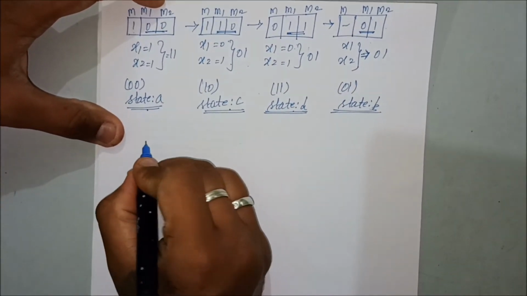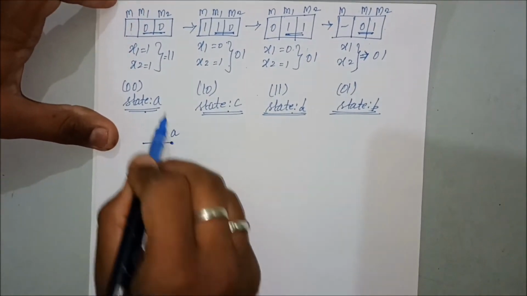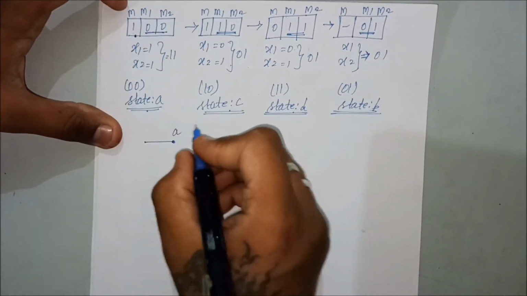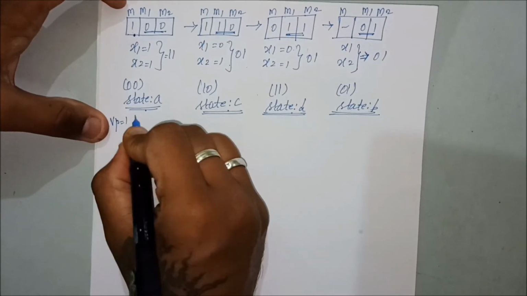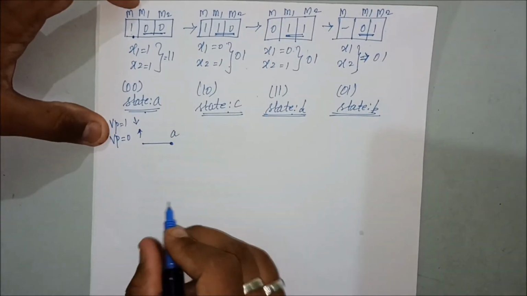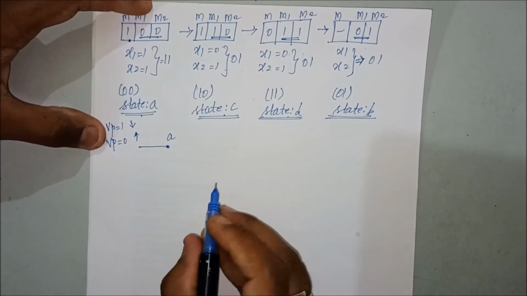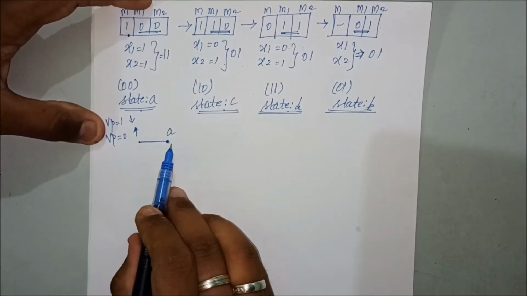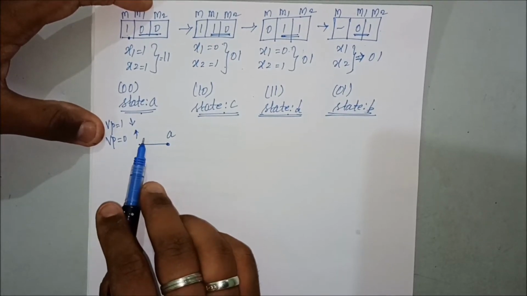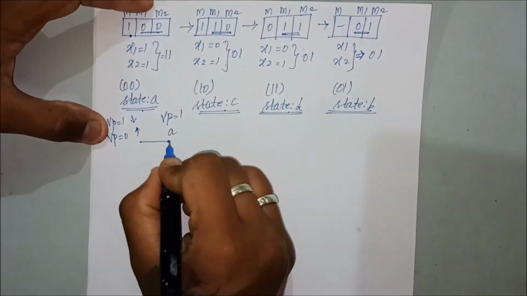Let me draw the horizontal line. So this is A. Now check for the input. What is the input value? Input is 1. If Vp equals 1, it is a down step. If Vp equals 0, it is an up step. This is the very basic rule which has to be followed while drawing the code tree. So Vp equal to 1 means down step, and Vp equal to 0 means up step.